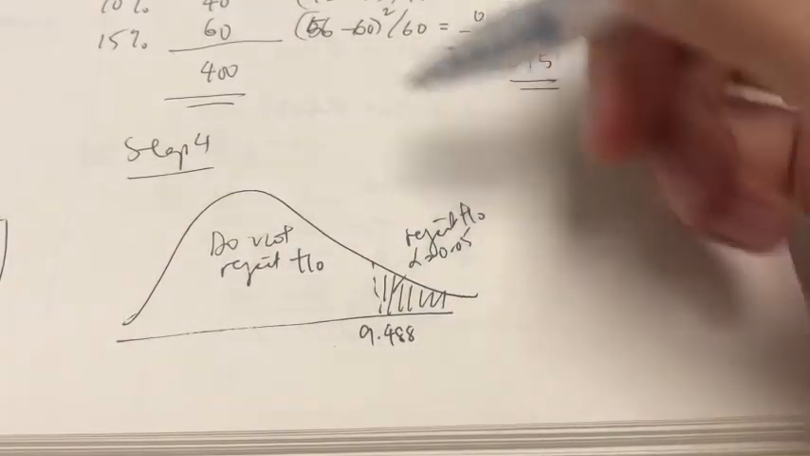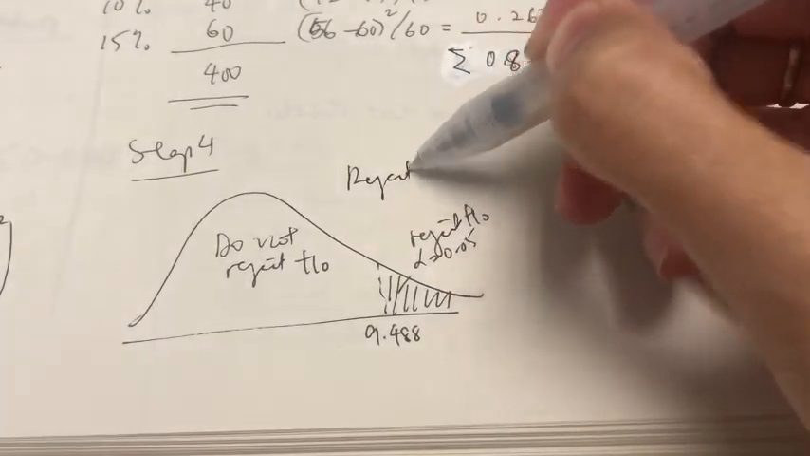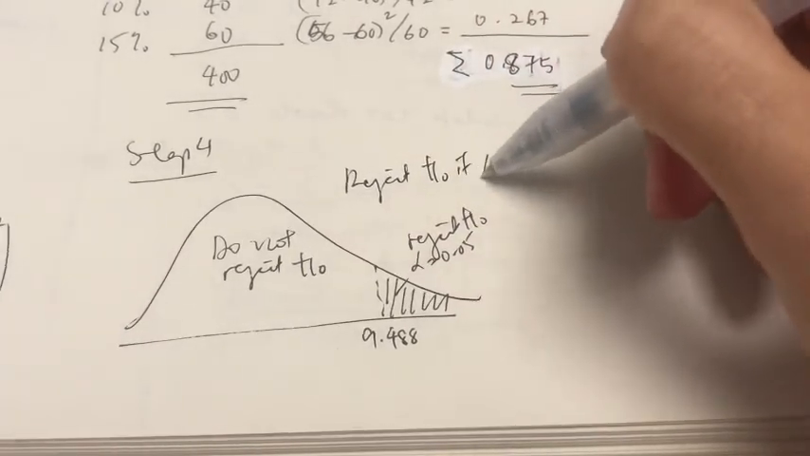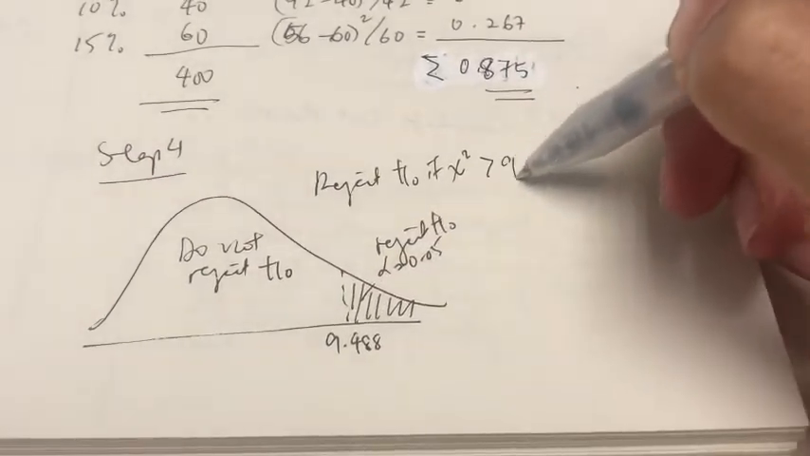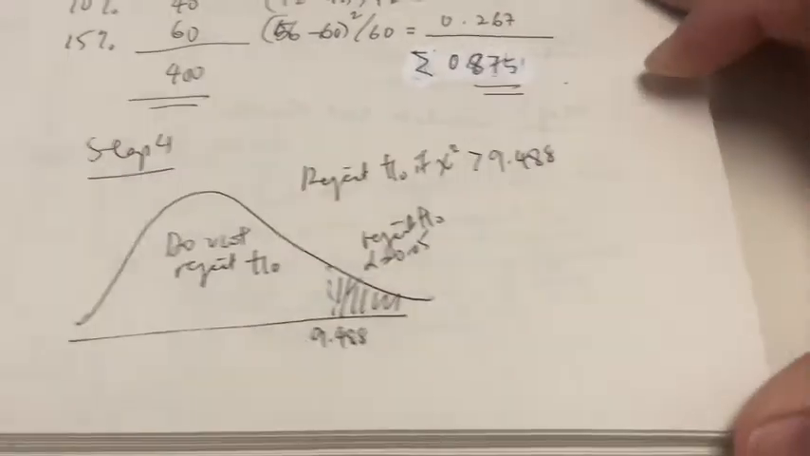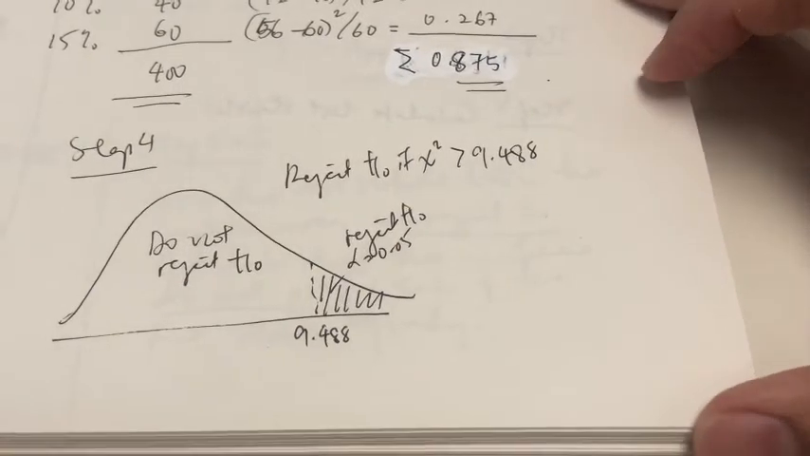Let's write down our rejection rule. Reject the null hypothesis if our test statistic is greater than 9.488.